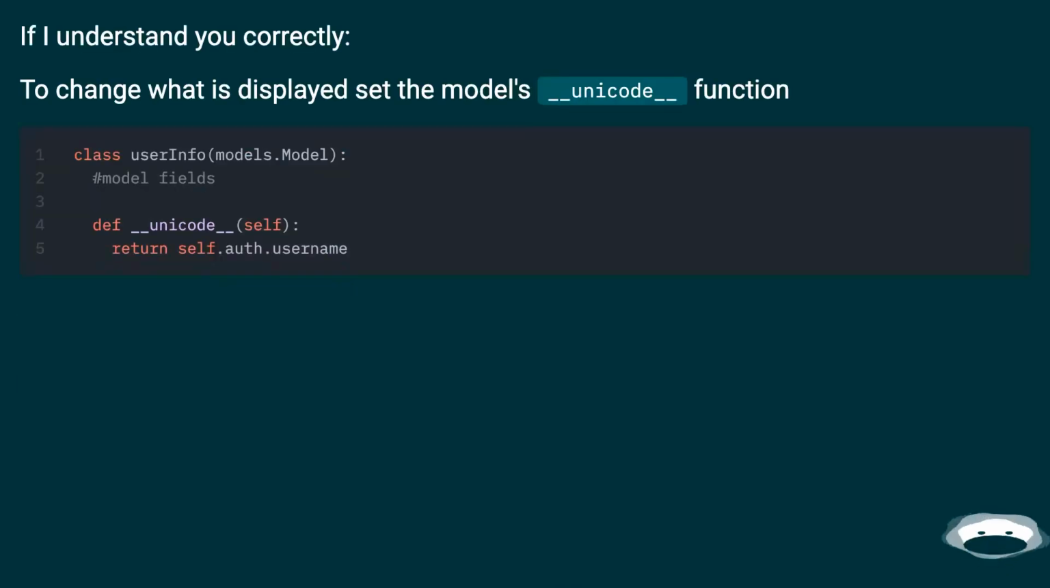If I understand you correctly, to change what is displayed, set the model's __unicode__ function.